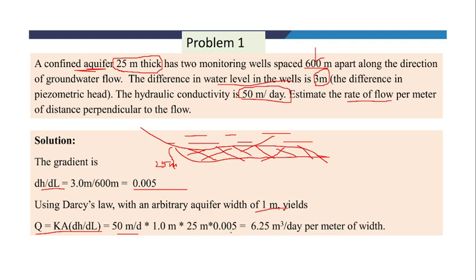You get 25 meter square into dH by dl, which is already calculated by dividing 3 by 600, which is 0.005. So if you multiply all these things, 50 into 25 into 0.005, you will get meter into meter and another meter, so meter cube divided by day. This is the unit. So the flow rate unit here is meter cube per day. Okay. So the answer is 6.25 meter cube per day.